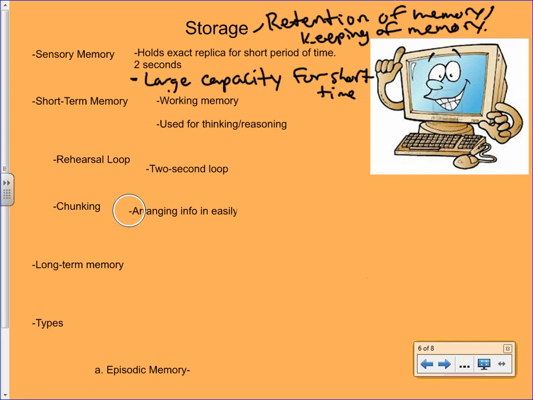Another good example of how we improve our short-term memory is by chunking. We arrange things in easily remembered patterns. I do an example with my class with the one bun, two shoe method of remembering grocery lists.